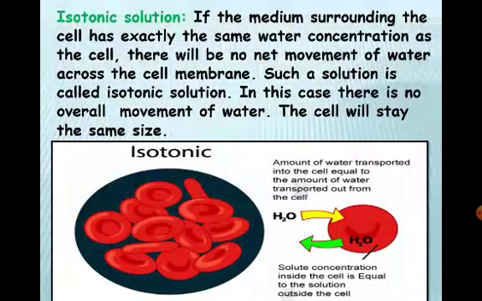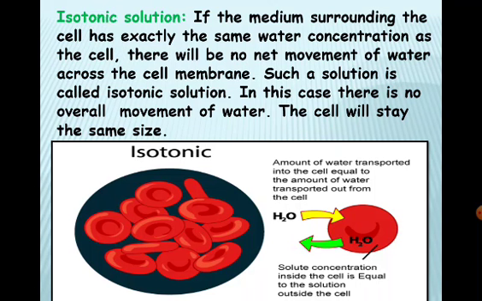So we can define it as: if the medium surrounding the cell has exactly the same concentration as the cell, there will be no net movement of water molecules. That means inside the cell and outside the cell the amount of water is equal. Okay, so in this solution net movement is zero. As you can see in this diagram, let's say two water molecules are moving inside the cell, at the same time two water molecules are coming out of the cell, so the net movement is zero.